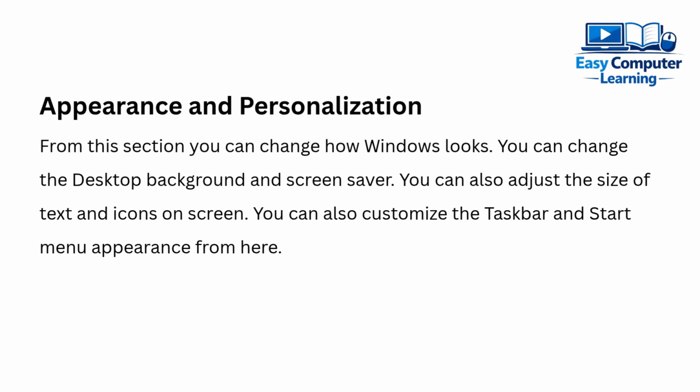Appearance and Personalization. From this section, you can change how Windows looks. You can change the desktop background and screensaver. You can also adjust the size of text and icons on screen. You can also customize the taskbar and start menu appearance from here.